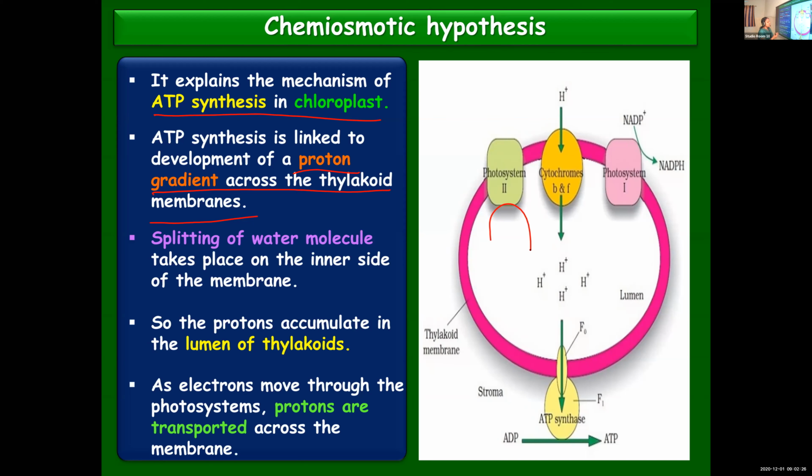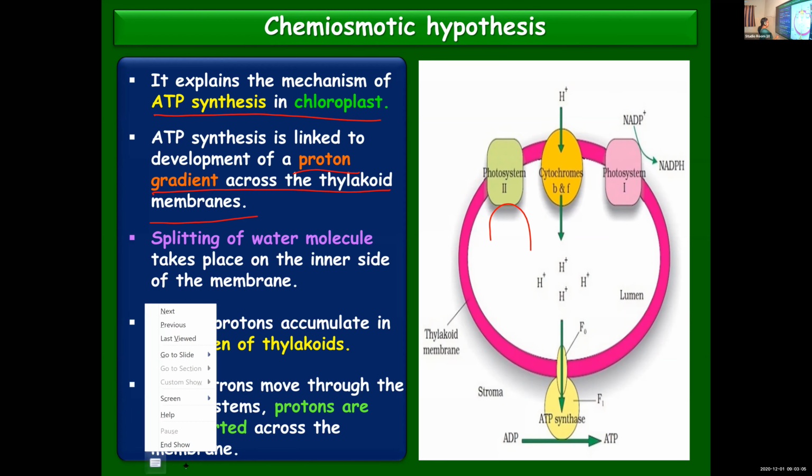As these electrons are moving through the photosystems, protons are also transported. So that is another method by means of which the proton concentration increases in the lumen. Along with the movement of electrons, protons are also transported. Now let's see how these protons reach the lumen. The photosystems are located on the thylakoid membrane, as you can see in the picture. When electrons are moving through these photosystems, how are protons reaching the lumen? That, once again, we'll see.